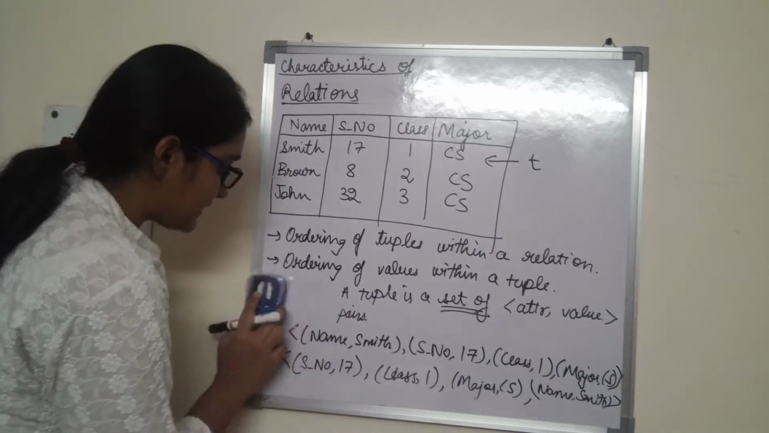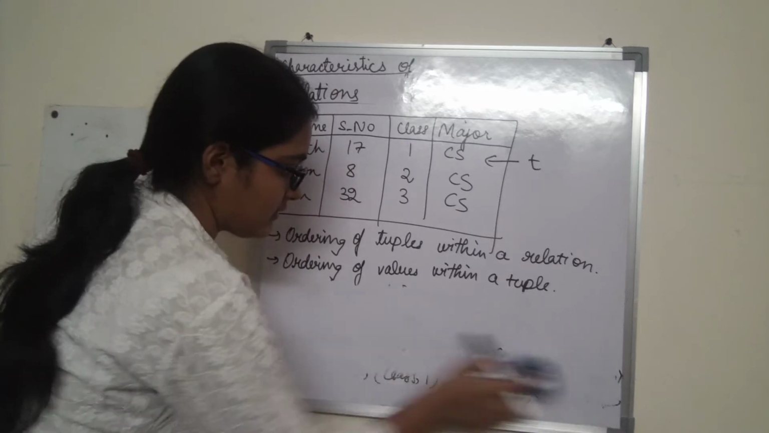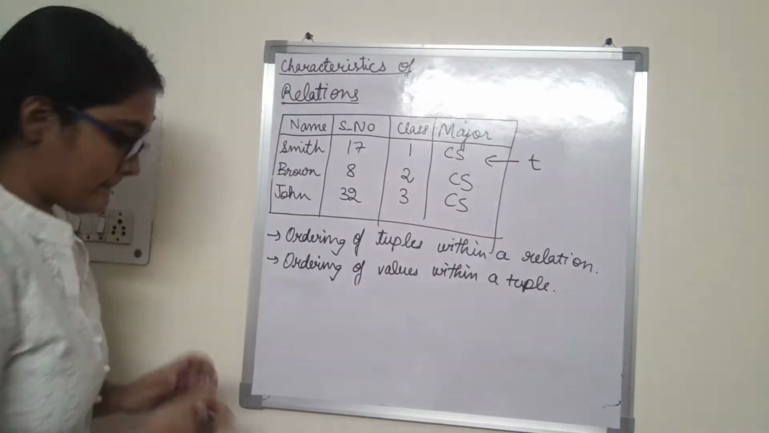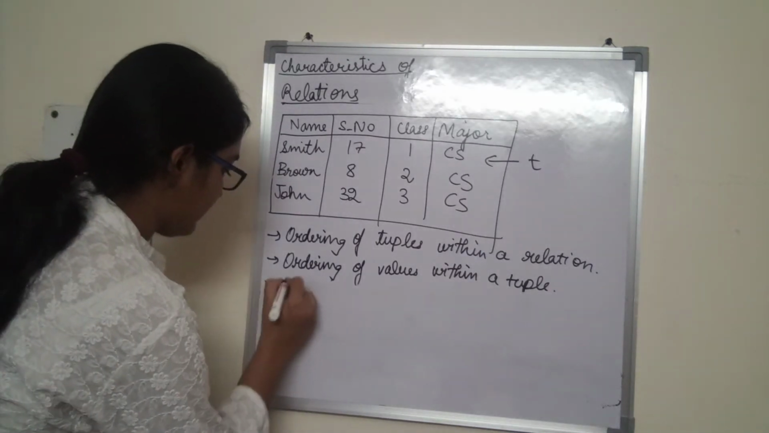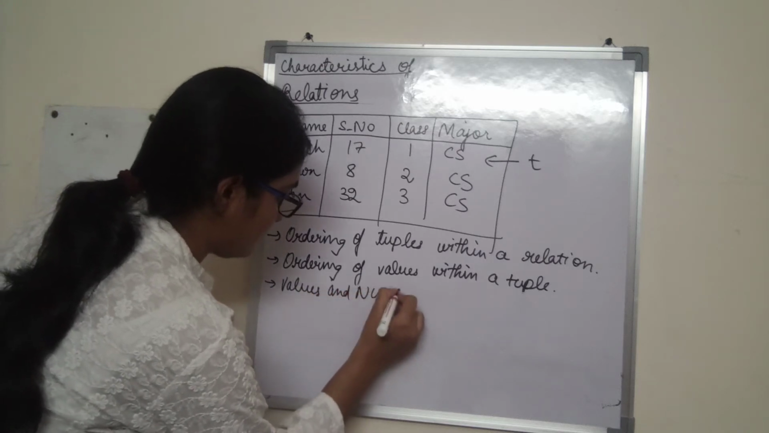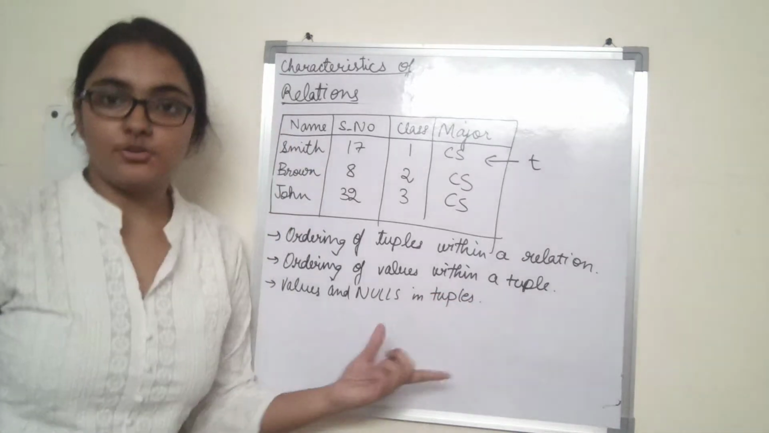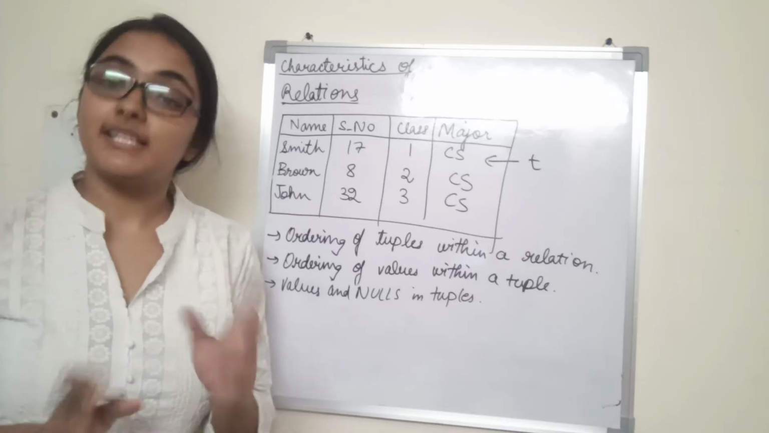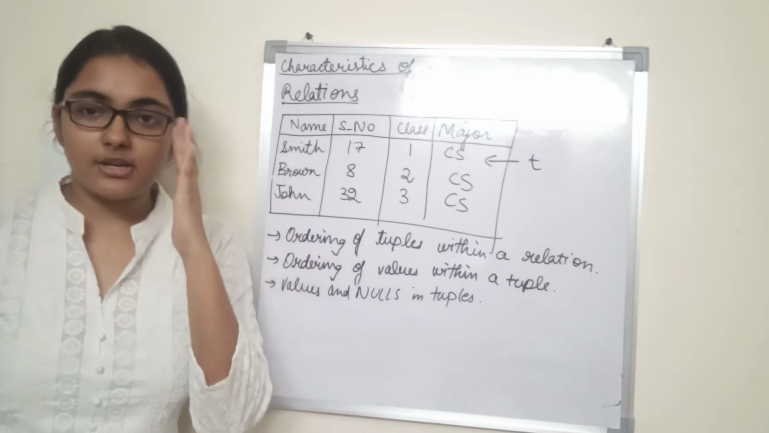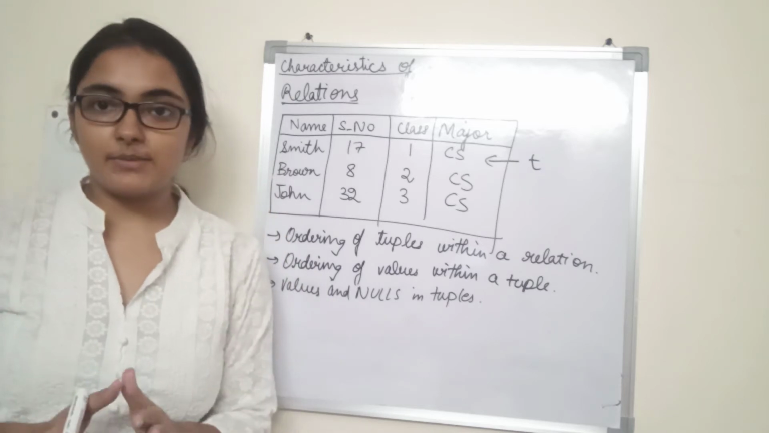Now let us talk about the next characteristic of a relation: values and nulls in tuples. Every value in a tuple has to be an atomic value. We discussed in the previous video as well that every value has to be an atomic value. What is an atomic value? It should not be divisible into multiple components. Indivisible. That is the meaning of atomic.